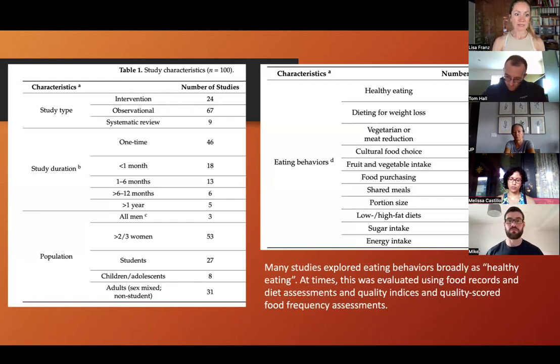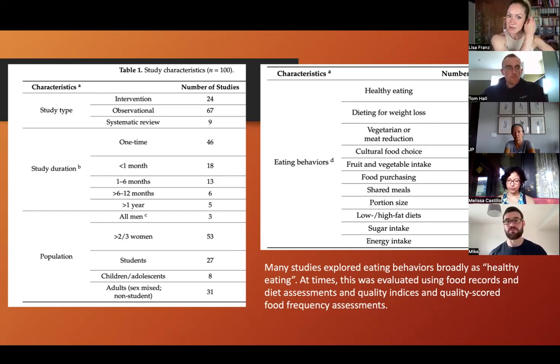So here we can see sort of an overview of all the studies. If there was an intervention or if it was only observational, the majority of them were observational in nature. Most of them were only one-time observations, and so that's kind of a bit of a downfall, I guess, when it comes to population, most of which actually just examined or had more women present in the study.